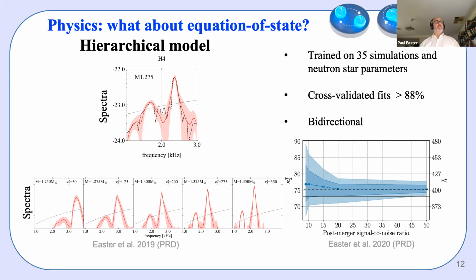The top left shows the injected numerical relativity spectra in black dashed curves, and our fit is shown in red with uncertainties. This model is also bidirectional, so given the progenitor neutron star properties, in this case the mass and the tidal parameter, we're able to generate spectra, which we're showing on the bottom left. And on the bottom right, we're showing that given the spectra, we can infer the tidal parameters.